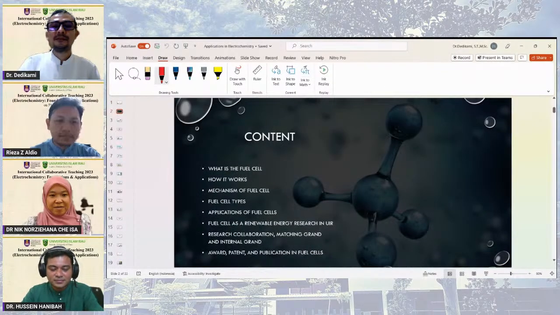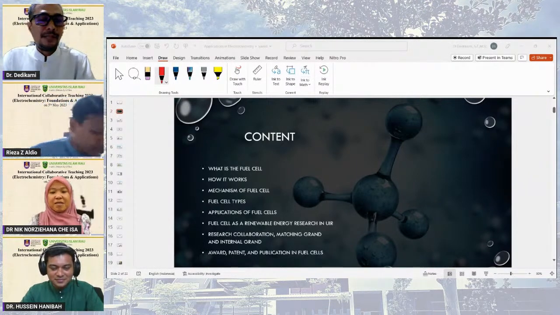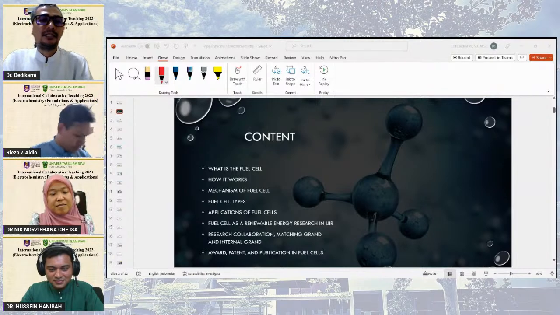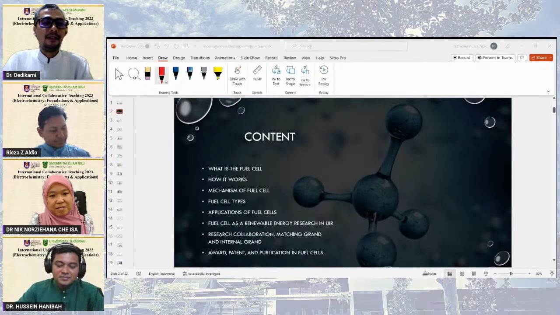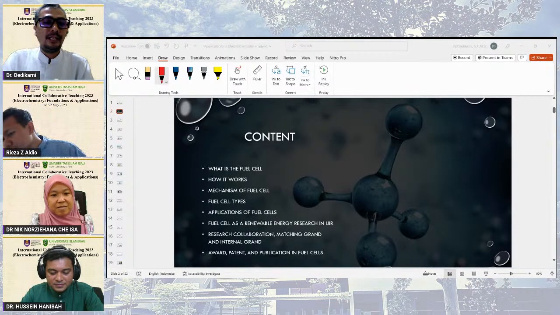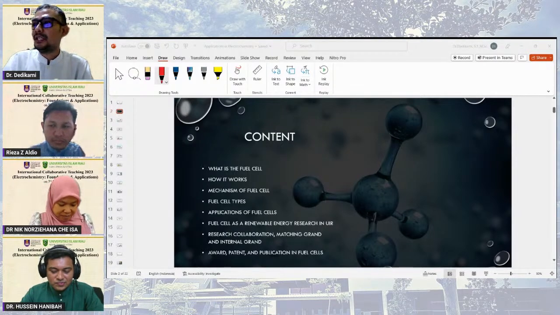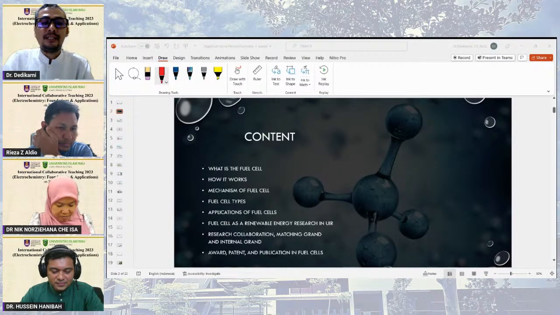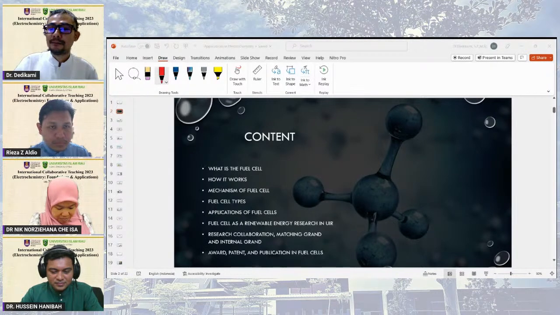Before I explain about the fuel cell as an application of electrochemistry, we have several contents. Firstly, what is the fuel cell, and secondly, how it works, and then the mechanism of the fuel cell, and fuel cell types, and then applications of fuel cells, and fuel cells as renewable energy research in UIR, and then research collaboration, matching grant, and internal grant, and then awards, patents, and publications in fuel cells.